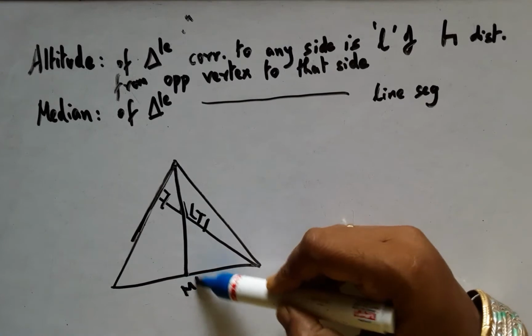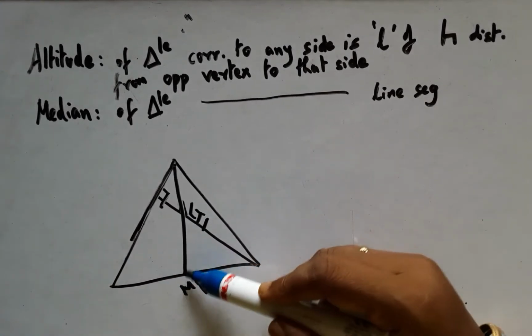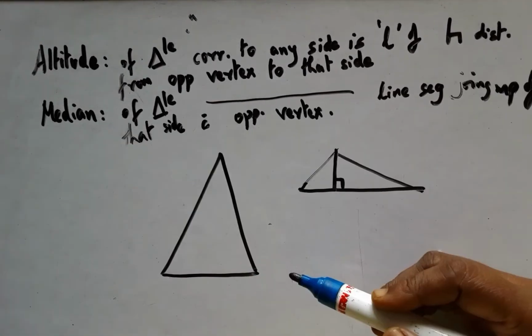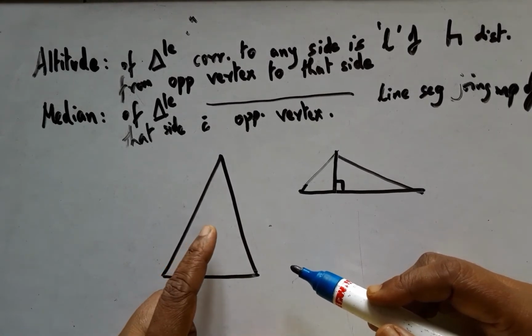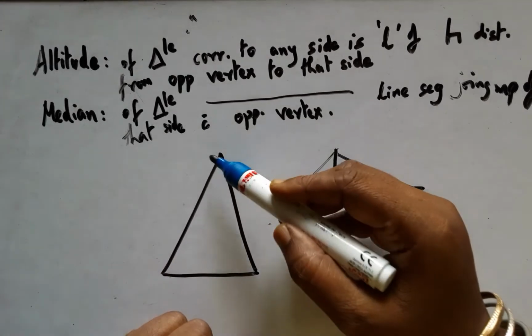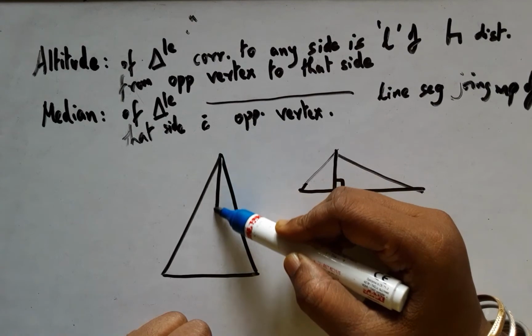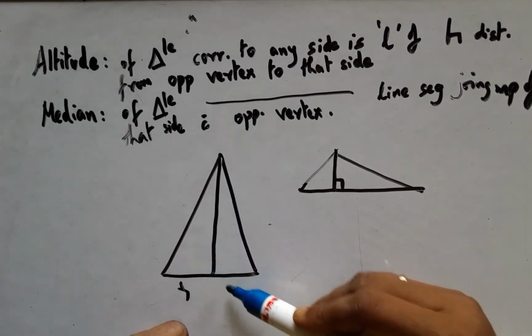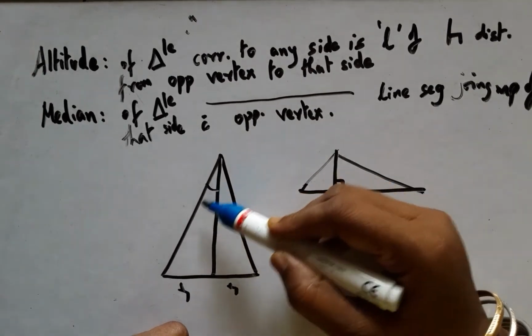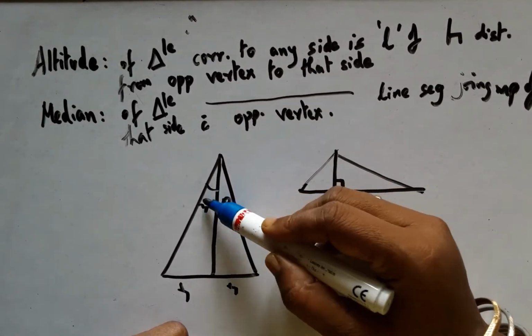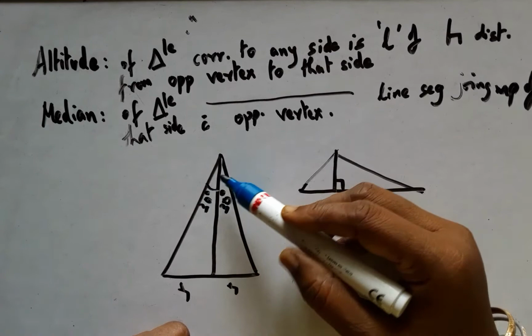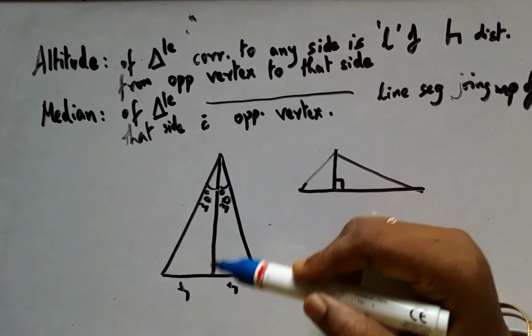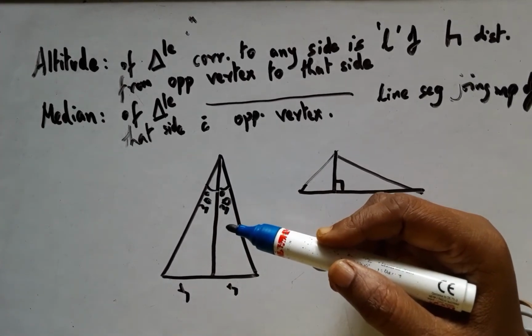This is the midpoint. This happens to be the median. This is the altitude. Children, particularly for the isosceles triangle, the altitude bisects the vertex as well as the base. Now if this is 5 centimeters, this will be 5. If this is 30, this will also be 30 degrees. This is what I meant to say. This is the property of the isosceles triangle.